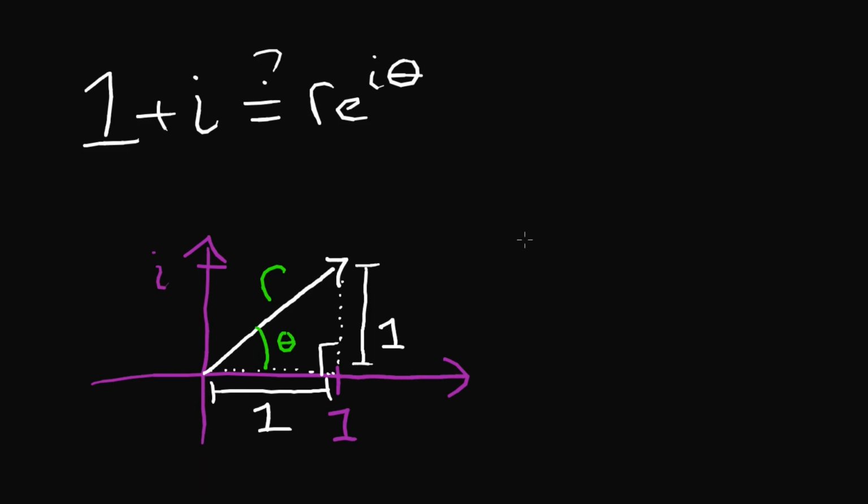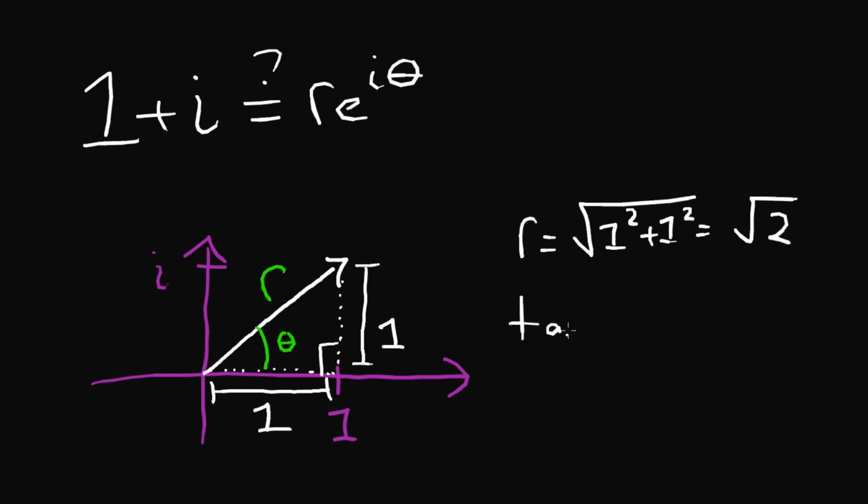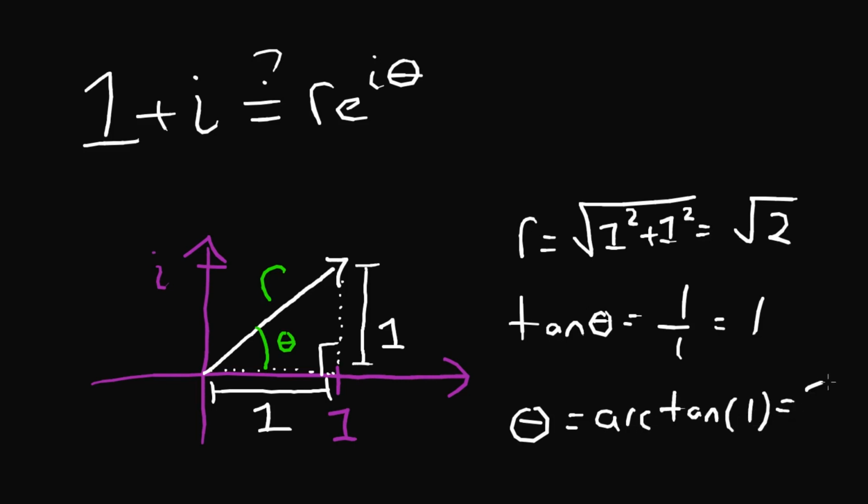So let's see. r here is equal to the square root of 1² + 1², which is equal to the square root of 2. And tangent of θ is equal to 1 over 1, which is equal to 1. That means θ is equal to arctan of 1, which is equal to π/4. So combining these two things, we have r is equal to √2, and θ is equal to π/4.